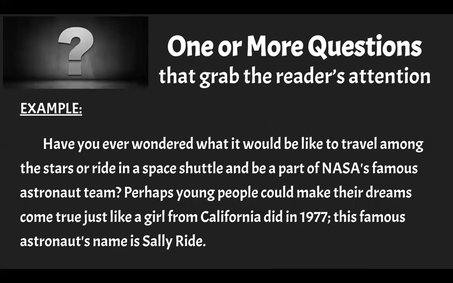This is one way you can start: with one or more questions that grab the reader's attention. For example, have you ever wondered what it would be like to travel among the stars or ride in a space shuttle and be a part of NASA's famous astronaut team? Perhaps young people could make their dreams come true, just like a girl from California did in 1977. This famous astronaut's name is Sally Ride.